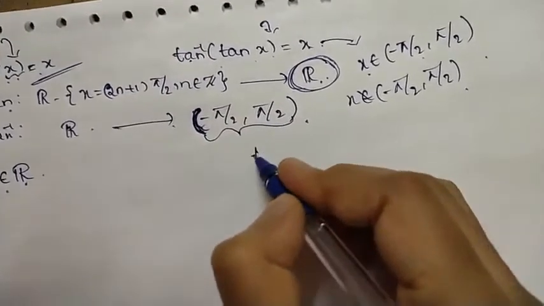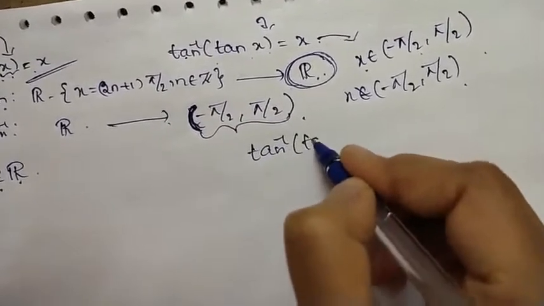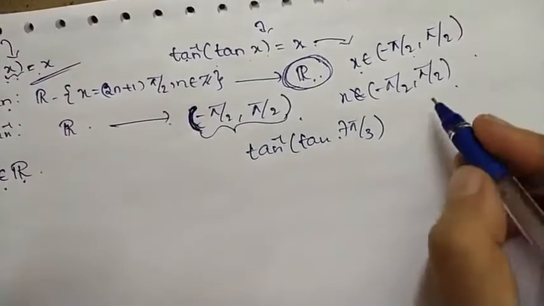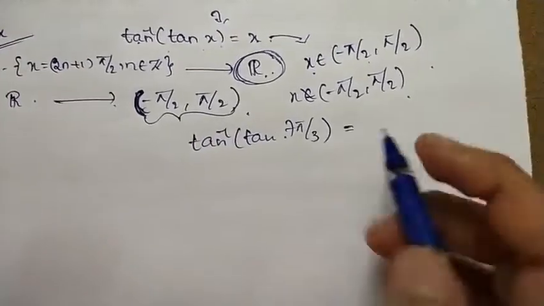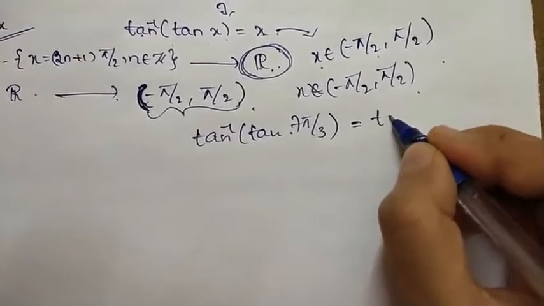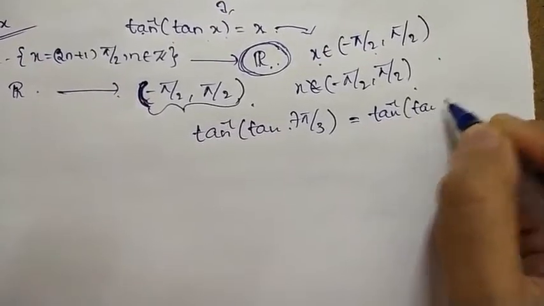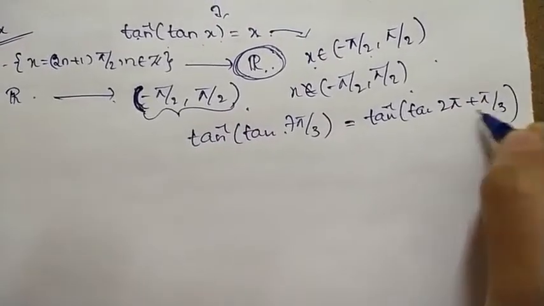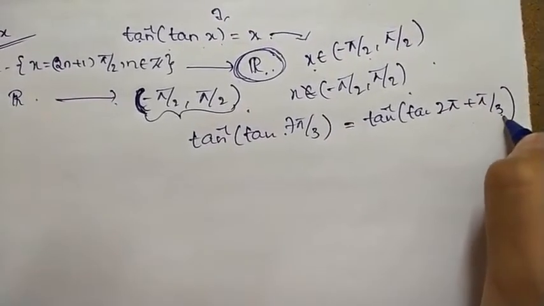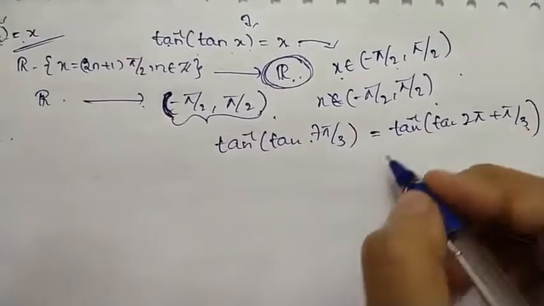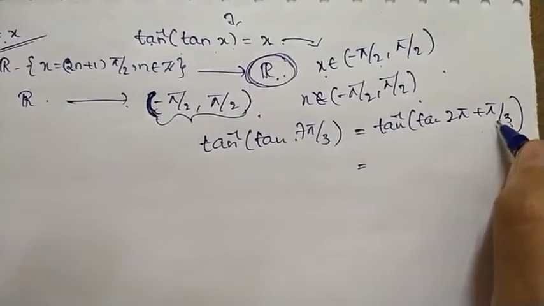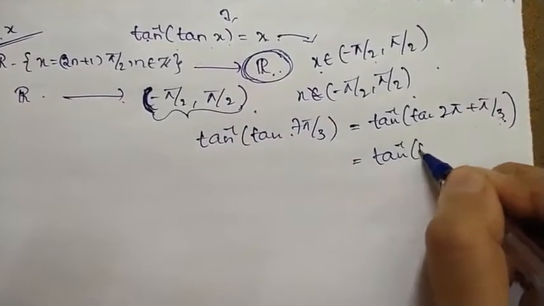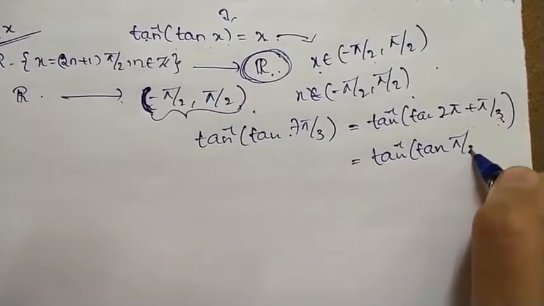As usual, suppose I take tan inverse of tan 7 pi by 3. How can I write 7 pi by 3? As 2 pi plus pi by 3. At that time 2 pi into 3 is 6 pi plus pi, 7 pi by 3. So now tan of 2 pi plus pi by 3, 2 pi times anything gives the same angle. So it is tan inverse of tan pi by 3 itself.